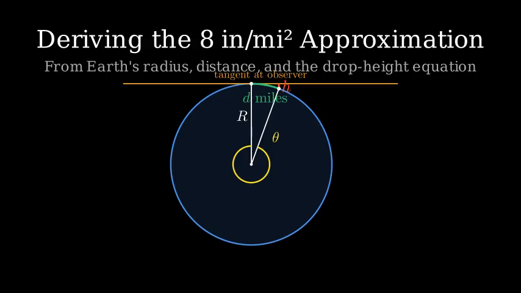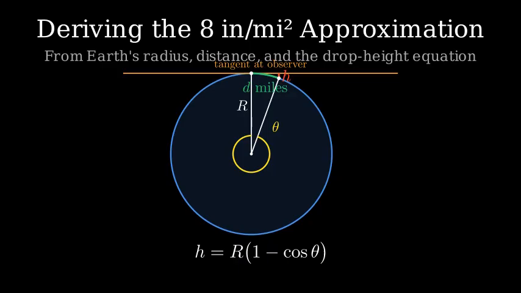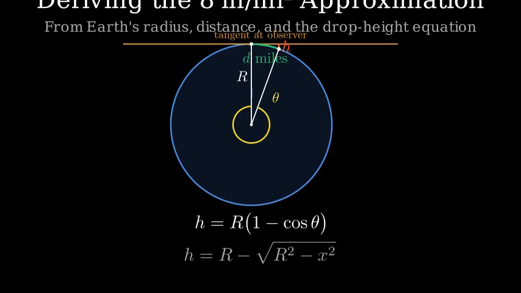Here is the exact drop height equation from circle geometry. First, in terms of the central angle, the drop equals R times 1 minus cosine theta. That is, h equals R times (1 minus cosine theta). Equivalently, using a right triangle to the tangent line, h equals R minus the square root of R squared minus x squared, where x is the horizontal offset to the point.